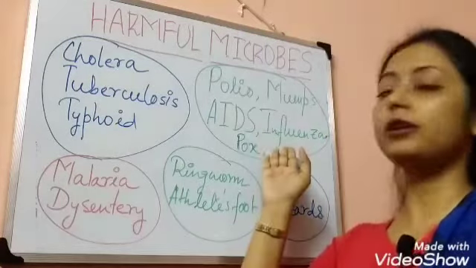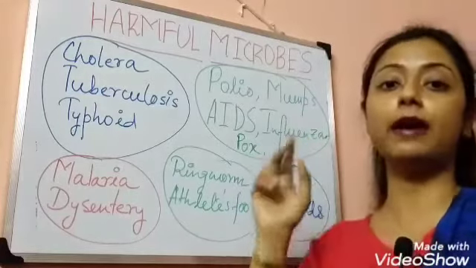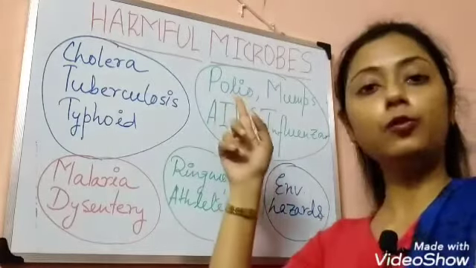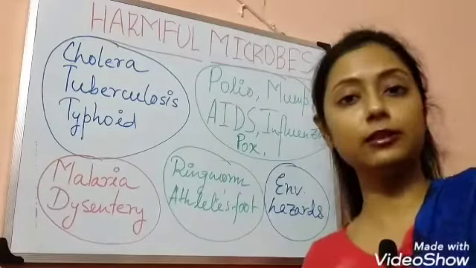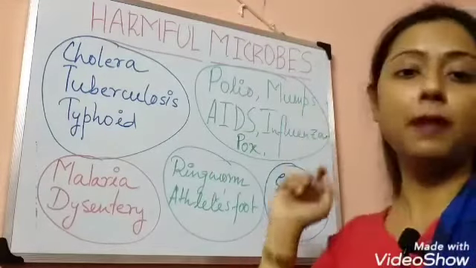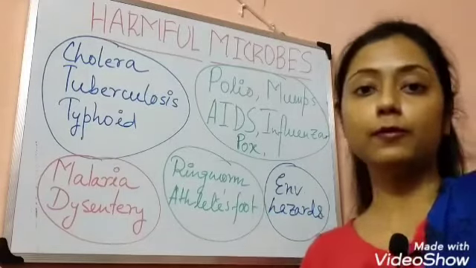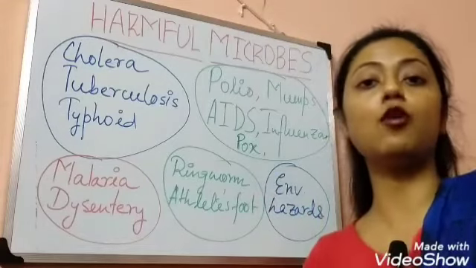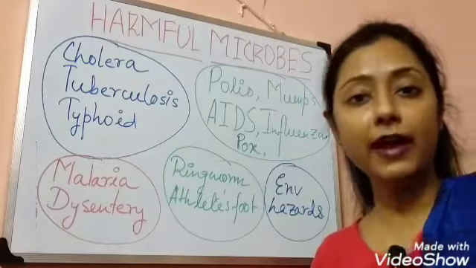Now let's move on to the next circle, and this circle includes the diseases caused by viruses. Yes, polio. Obviously, you have got the concept of polio regarding the polio vaccine and all. And next is mumps. Mumps causes a problem in the throat region in humans, and is caused by the mumps virus. Polio is caused by the polio virus.